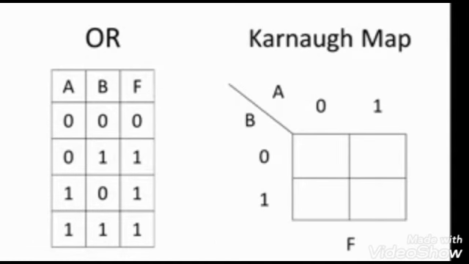The K-map is drawn for the OR gate. One variable is A and another one is B, having combinations of 0 and 1 on one side and also 0 and 1 on the other side. Therefore, the output value is represented by F. We can see in the truth table, for input A is 0 and B is also 0, output is 0, where A is 0, B is 1, output is 1. A is 1, B is 0, output is 1. When A is 1 and B is 1, output F is 1.